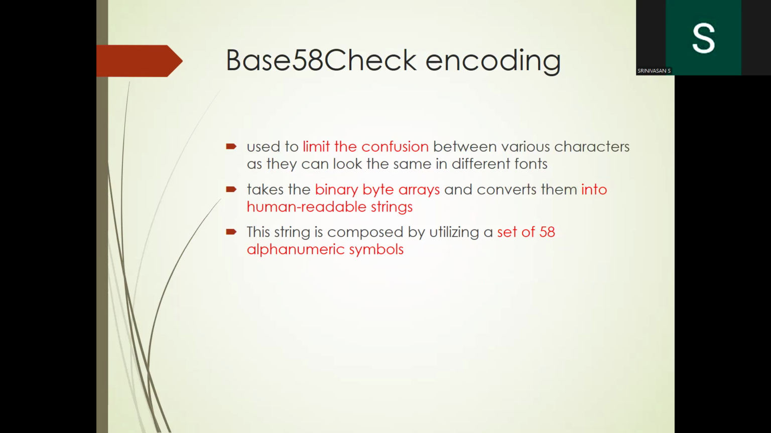The base 58 check encoding scheme is mainly used to avoid the confusion among the characters that look very similar in some fonts. So it gives a unique identity to each character so that it avoids any confusions. Usually, this encoding scheme takes the binary byte arrays and convert them into human readable strings. These strings is composed by utilizing the set of 58 alphanumeric symbols.